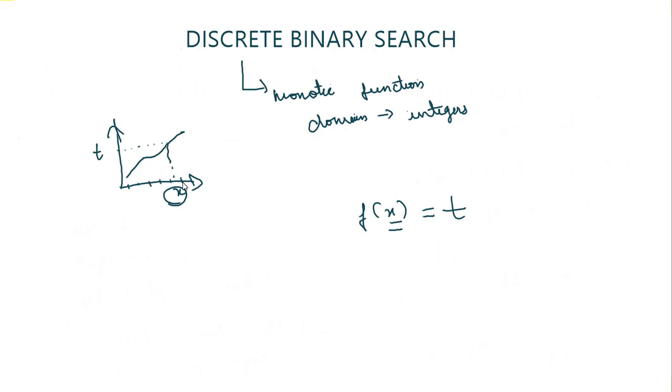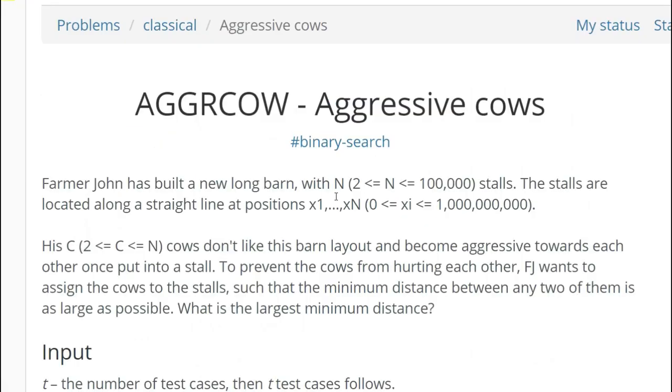So now let's see what sort of problems can be solved using discrete binary search and this idea of having monotonic functions. Now let me consider an example problem to better explain this concept of discrete binary search. You can pause the video here and read the problem that we are about to discuss.